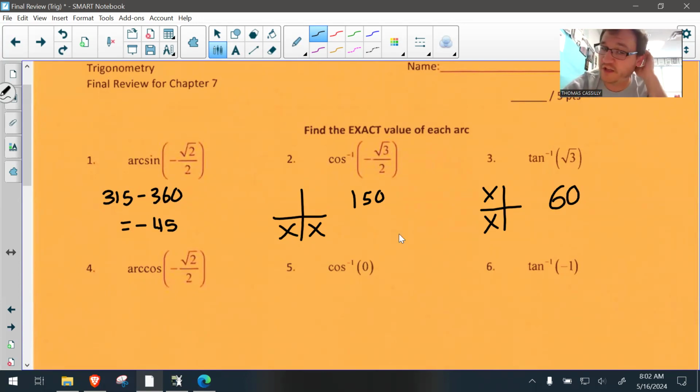Now, if you did want the radians, you could. This is going to be negative pi over 4. This one is, what is that, 5 pi over 6? And this one is pi over 3. So you could do degrees, you could do radians. It just depends on what the question is asking.